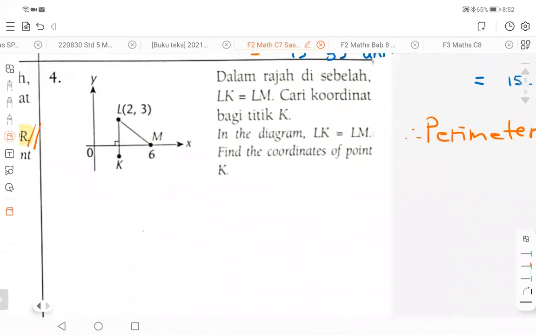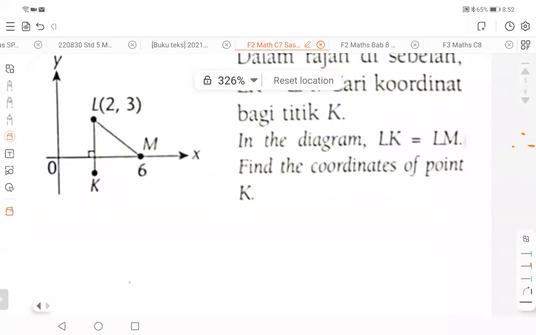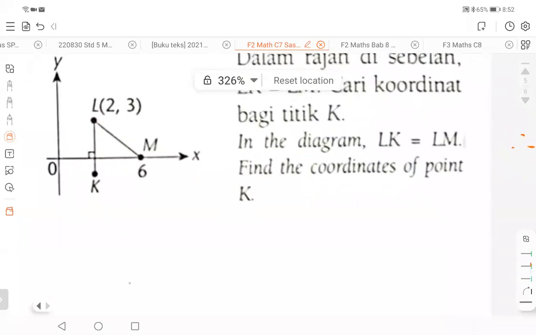Number 4, go back to question number 4. Same thing in the diagram, LK equal to LM, meaning the distance is the same. LK and LM is the same. So find the coordinates of point K. To make it easier, can you guess the coordinate of point M first? What's the coordinate of point M?